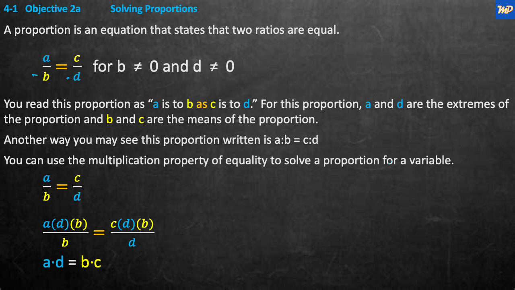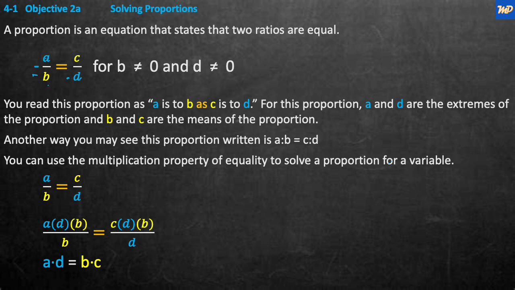So you read this proportion as A is to B as C is to D. The fraction line is "is to." A is to B, and the equal sign, we're going to say "as." A is to B as C is to D. Okay? And for this proportion, A and D are the extremes of the proportion, and B and C are the means of the proportion.